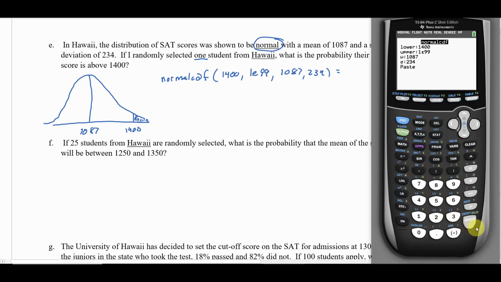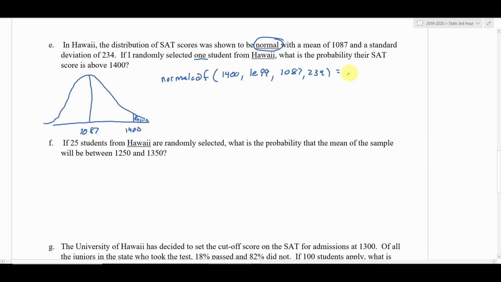And we don't have to do that square root thing with this one because it's a population distribution. We're not doing a sampling distribution, so we just leave it alone. I'm going to go ahead and paste and hit enter, and we get 0.0905. So I'm going to say 0.091 for probability. The probability that x, where x is just one student, is greater than 1400 is equal to 0.091. So about a 9.1% chance that someone would score above a 1400 on the SAT in Hawaii.